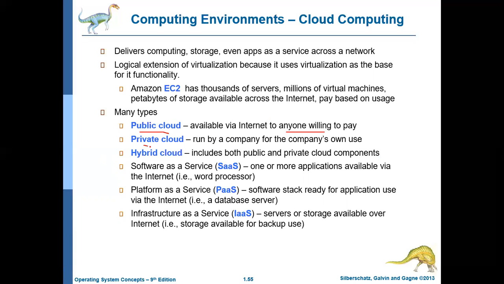A private cloud is a cloud which is maintained and run by a particular company. It is not for the public; a particular company is using that. A hybrid cloud is a combination of both public and private. Some part it keeps private for its own organization, and the other part is public, which can be purchased by others.